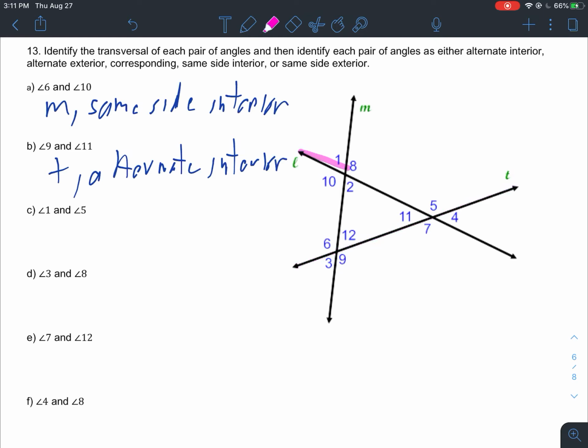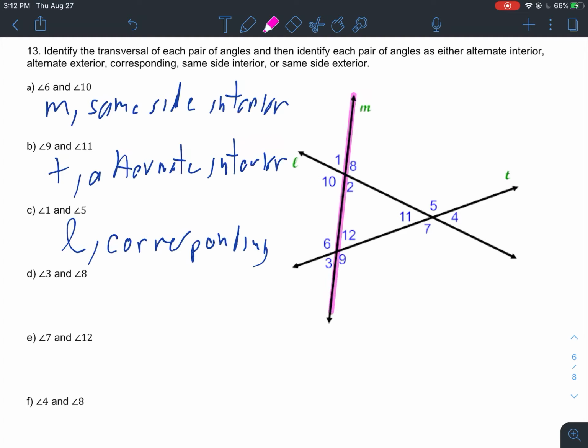1 and 5. 1 and 5 are both on this line, L. They're both on the same side of L, but they're not both inside or outside. That would make them corresponding. One of them is outside the lines, one of them is inside the lines. That's why they're corresponding.